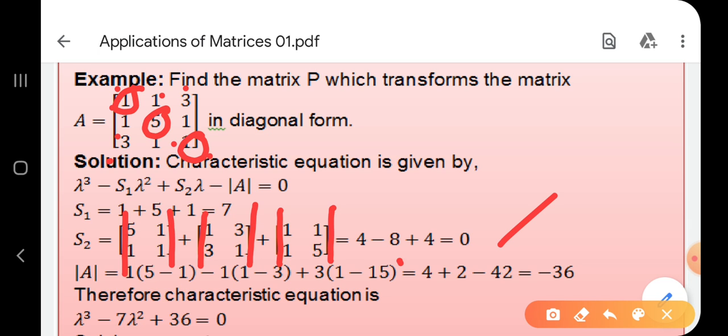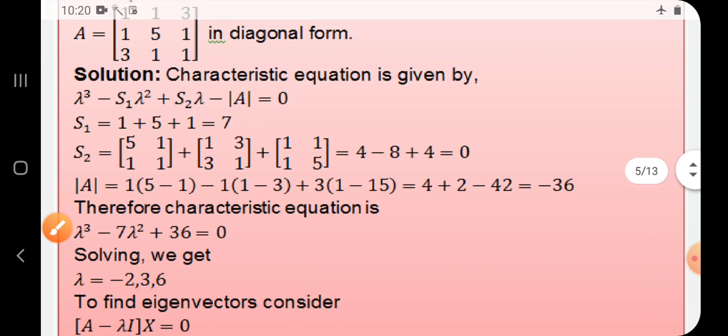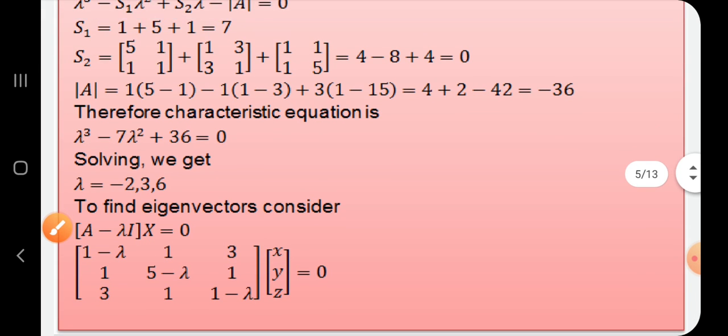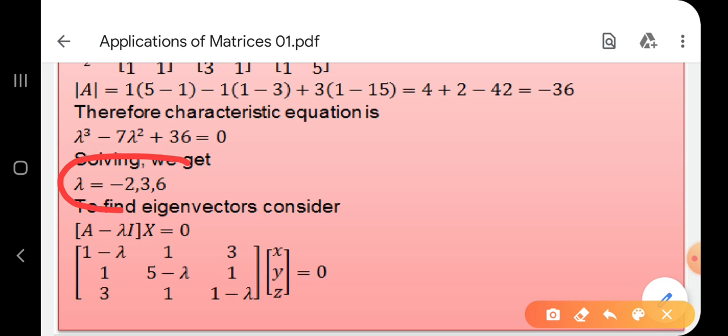Now find the determinant. That determinant is minus 36. Using the characteristic equation and putting in the values, you will get lambda cube minus 7 lambda square plus 36 equal to 0. Solve it, you will get lambda equal to minus 2, 3, 6. Correct. All eigenvalues are distinct.